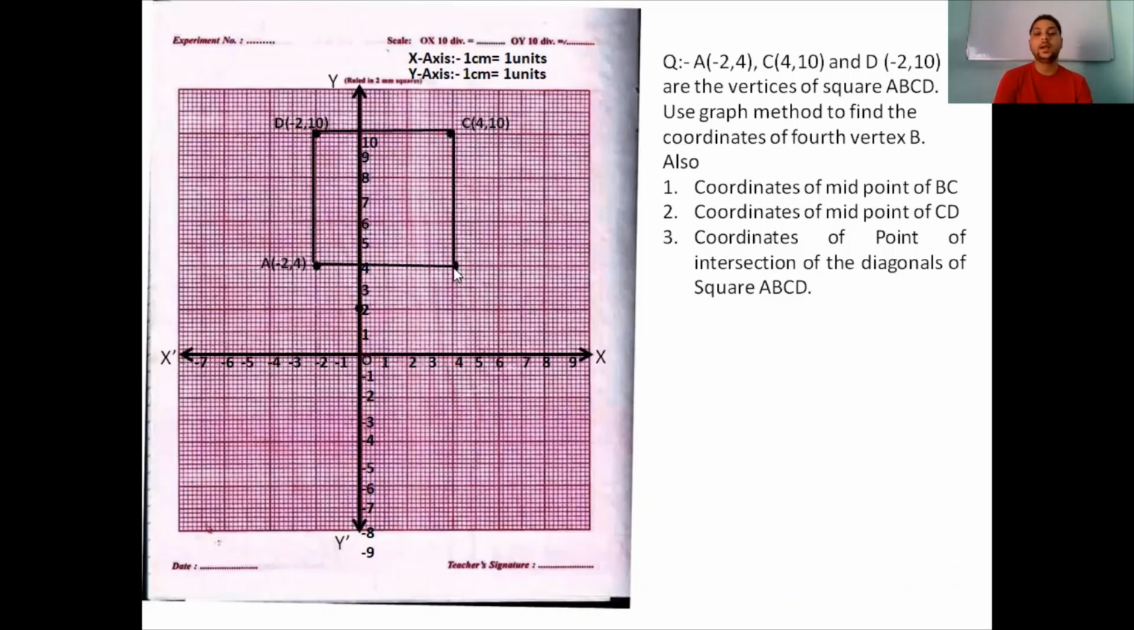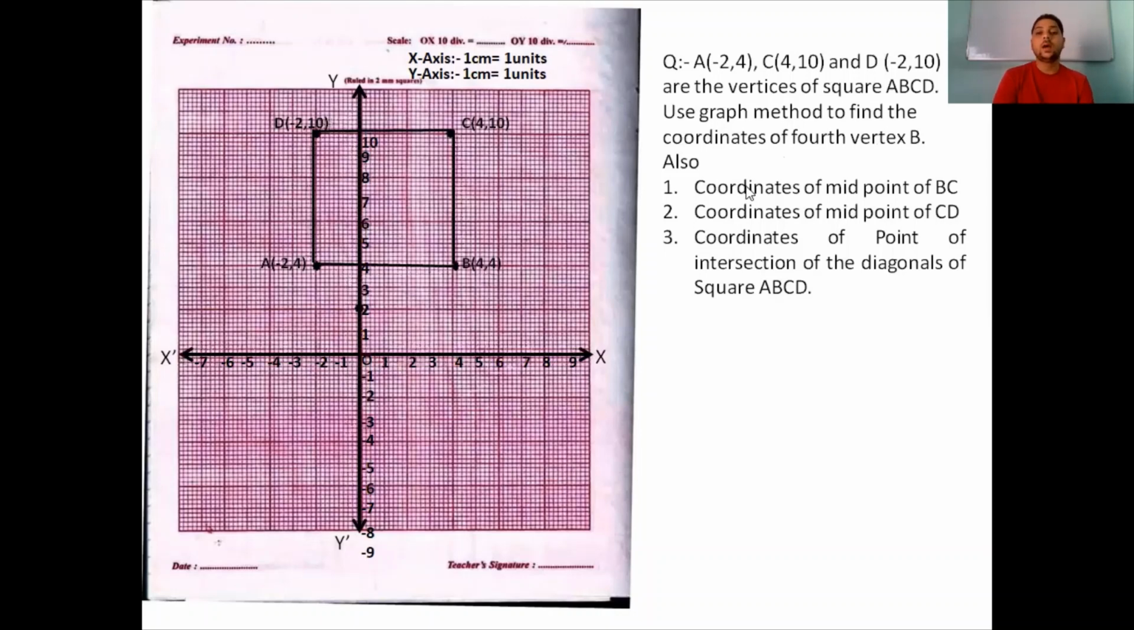So this is point B, and now you can see what the coordinates of B are. We begin from the origin at 4, and again 1, 2, 3, 4. So the coordinates of B are (4, 4). So for the first part, the coordinates of the fourth vertex are (4, 4).